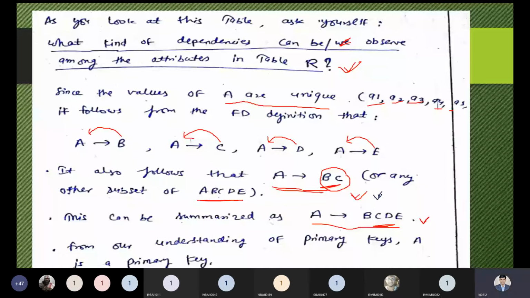Yes, please tell me. Now this can be summarized: if I take the composition of all those attributes in the relation except A, so A, comma B, comma C, comma D, if I put all these attributes in a sequential manner, all the attributes have uniqueness in all the records, so the dependency also holds. So we can say B, C, D, E depend on A.